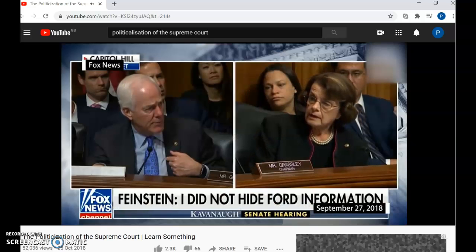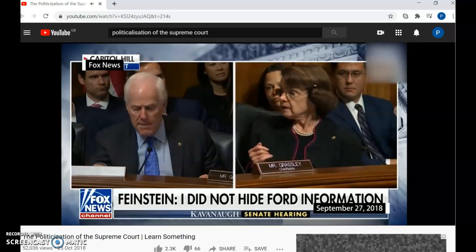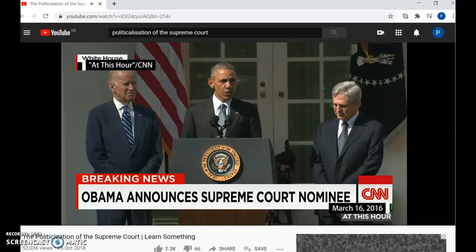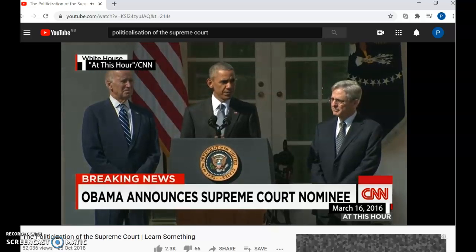The Democrats have indeed had their way with the Kavanaugh confirmation process, but some may say that it's payback. Following the passing of Justice Antonin Scalia in 2016, President Obama nominated Judge Merrick Garland to fill the vacancy.